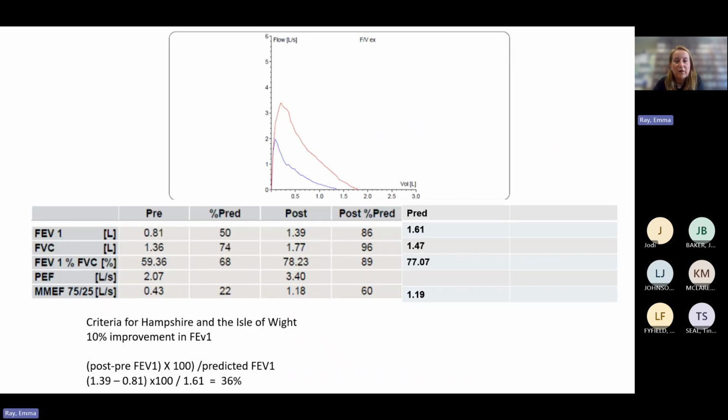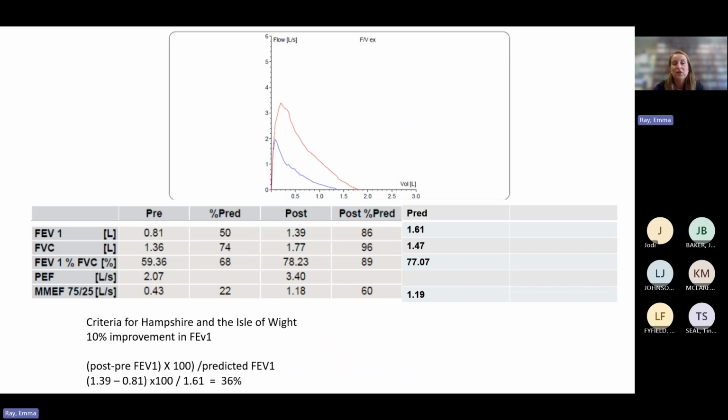And this is just an example of reversibility. This patient had good reversibility, and you can see that from the picture. When we use the criteria for Hampshire and the Isle of Wight, this is what we would like you to use. There's a 36% improvement on the FEV1. I've put the calculation down there to demonstrate. You'd use the post minus the pre, times by 100, and divide it by the predicted value of the FEV1, and that gives you a percentage.